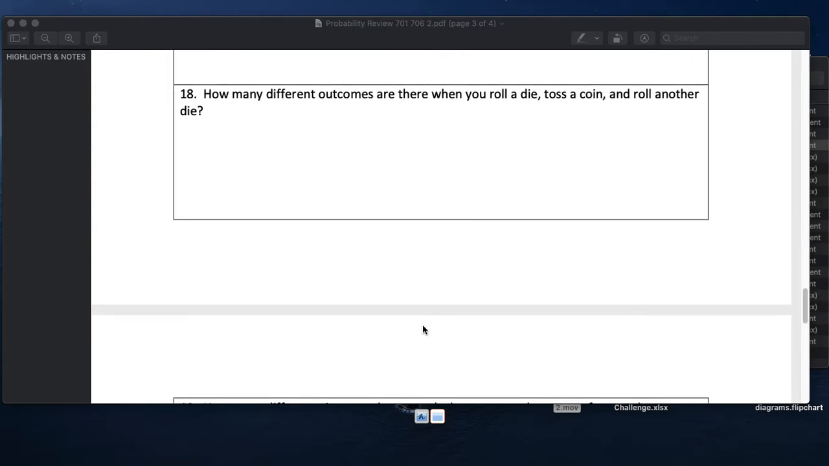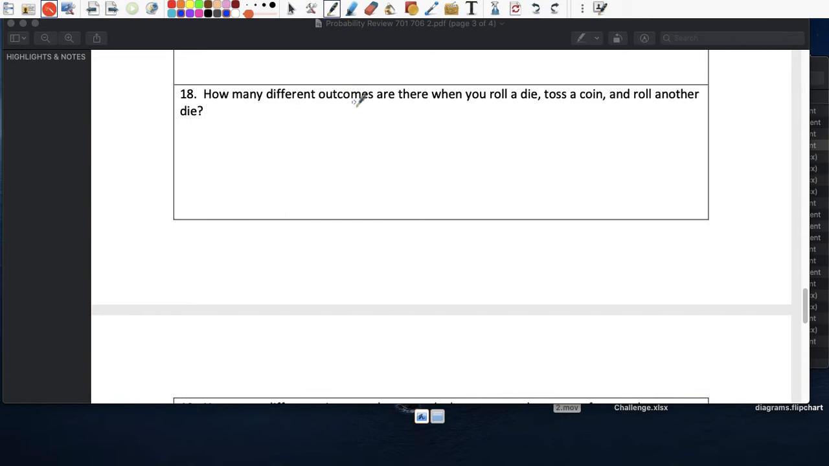18. How many different outcomes are there when you roll a die, toss a coin, and roll another die? When you roll a die, 6 outcomes. When you toss a coin, it's 2. And you roll another die, 6. So how many different outcomes can we have? That's 72. 72 different outcomes. Okay, so this is the fundamental counting principle, right?